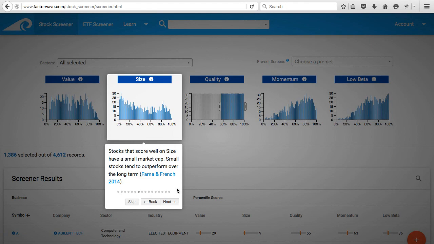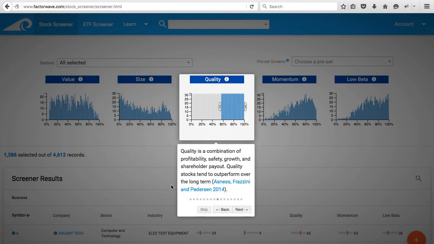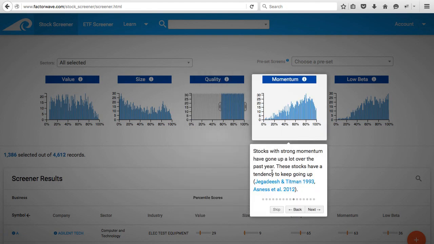And this also applies to value. There's a well-known concept called the value trap, where a stock has become cheap, but is now cheap for a reason. For example, it may have diminishing earnings and poor prospects going forward. A high quality score will help to mitigate this. Quality is a composite measure that is used to find companies that are profitable, safe, growing, and have a high payout to shareholders.